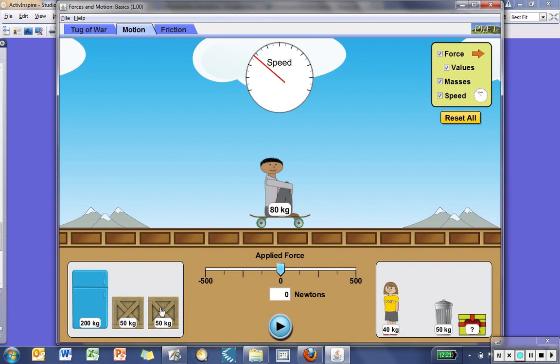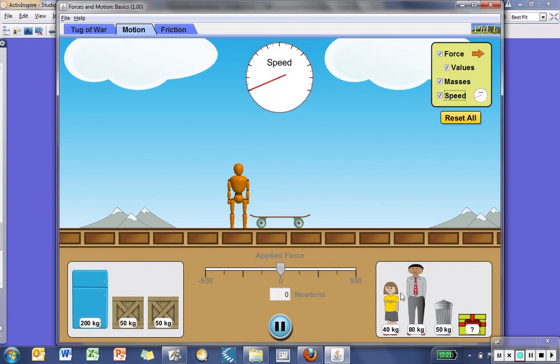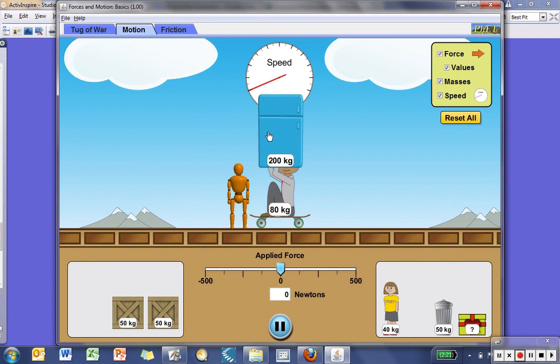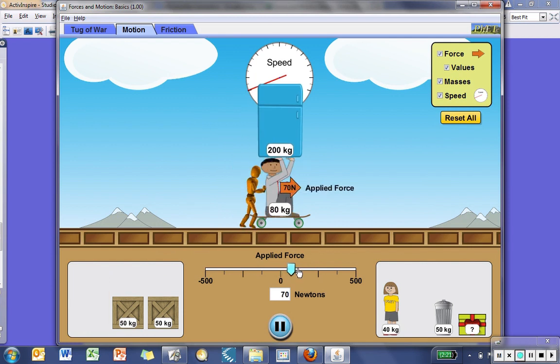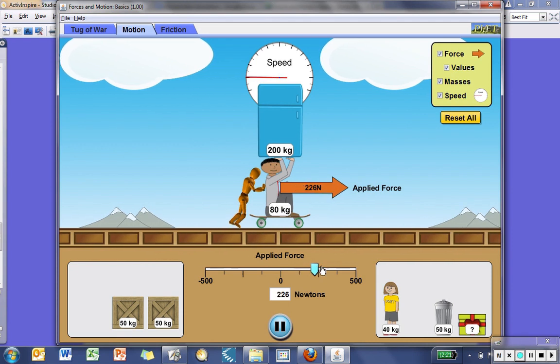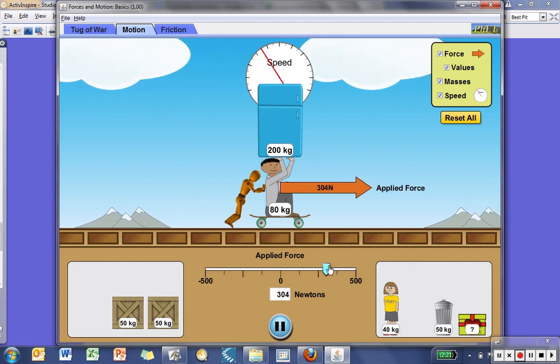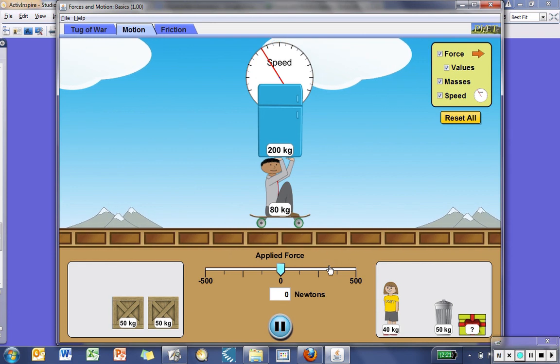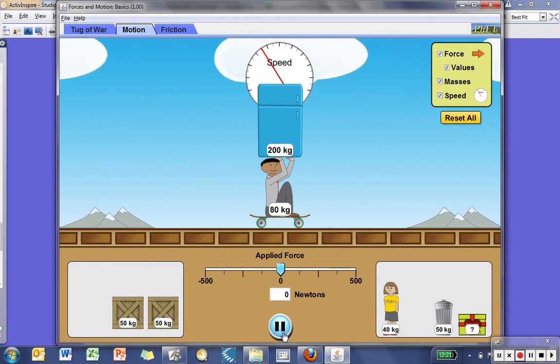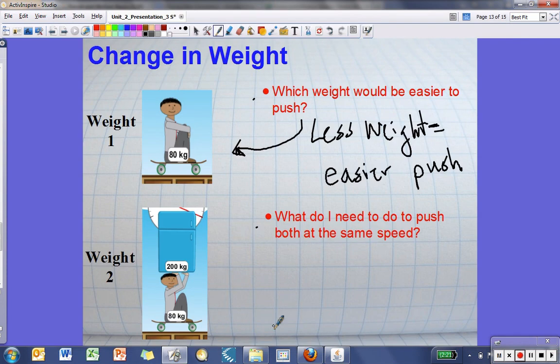I would hope that you would say, if I have this and I'm pushing him, I'd probably have to push stronger to get the guy to go the same speed. So if I did 136 again, I'm just barely pushing him. But if I really wanted to do it, look at my arrow, I have to get a lot stronger to get him moving that quickly at that speed. So if I go back to my notes, what do I need to push both at the same speed? For this one, I have to push harder. In other words, I need more force.